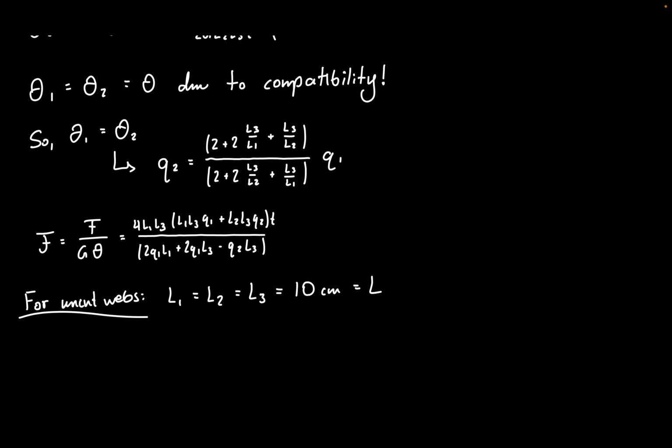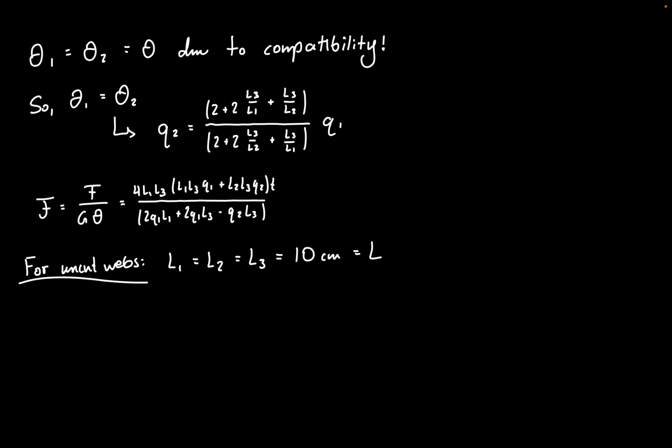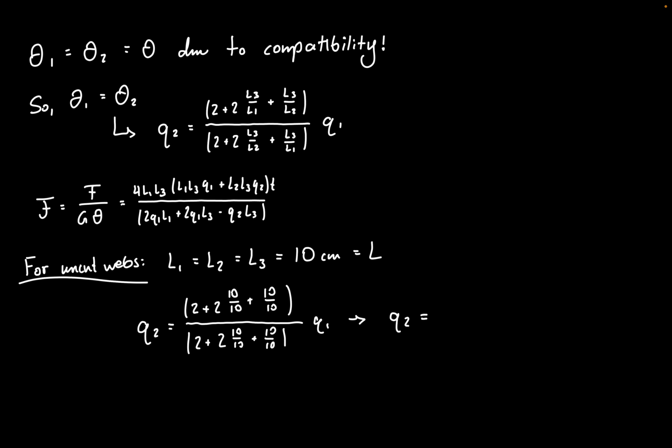So what we can do is use the relation between Q2 and Q1 up here to figure out how they relate. We can say Q2 is going to be equal to (2 plus 2 times 10 divided by 10) plus (10 divided by 10). And then notice we're going to have the same thing in the numerator and the denominator. And then this will all be multiplied by Q1. So we can actually say that Q2 is going to be equal to Q1.